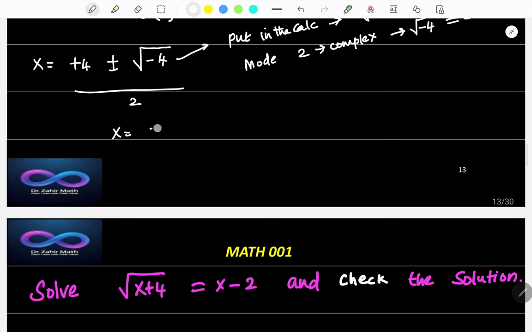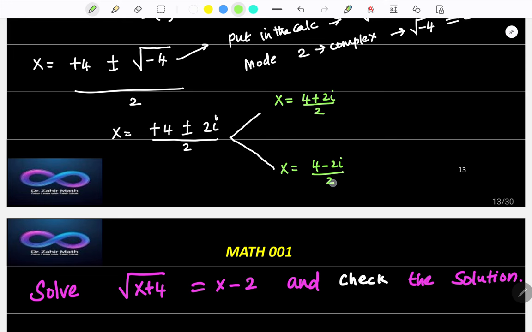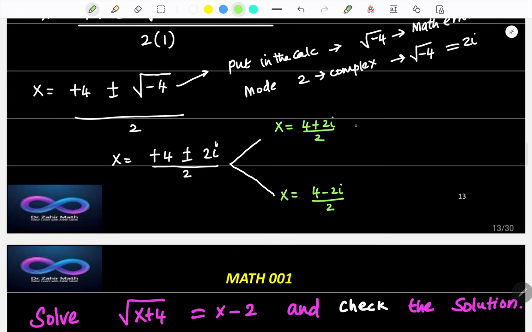So x equals 4 plus or minus 2i divided by 2. Right, everybody? So it has two answers. What are the answers we have? One is x equals 4 plus 2i divided by 2. Another answer is x equals 4 minus 2i divided by 2. Now you can simplify this one by taking 2 as common. So you take 2 plus i divided by 2, the 2 cancels, and you get the answer 2 plus i.